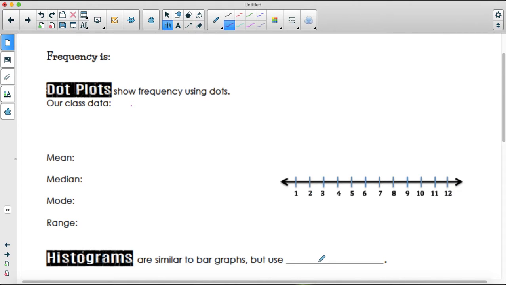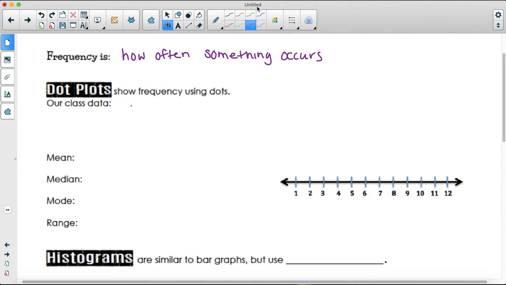This video is on descriptive statistics. We're going to be looking at frequency graphs. Frequency is how often something occurs. So one way we can see frequency is by using dot plots. Dot plots show frequency using dots.